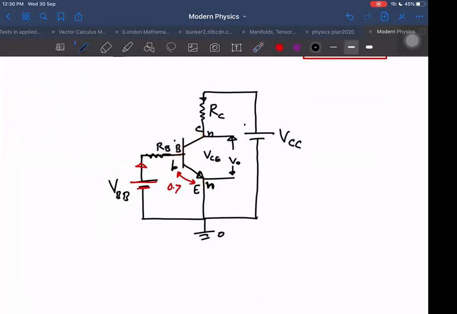This I will call VCE, taking it as reference. Emitter is common. This diagram, active is correct. This is also a common emitter configuration.